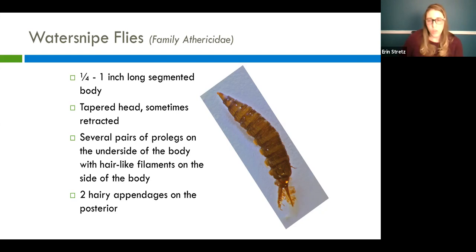These can have prolegs on the underside of the body. So if you look at it from the side, you can kind of see the prolegs sticking out at the end of the abdomen. And then at the end, you've got that V shape. And that's going to be very large and very obvious. If you see that V shape along with the prolegs and the pointy head, then you can basically identify the organism as a water snipe.